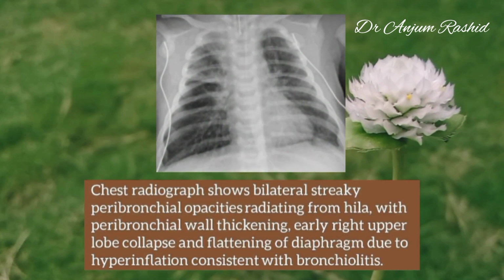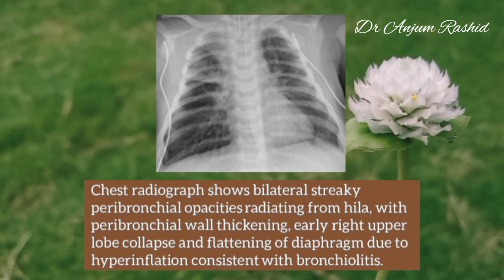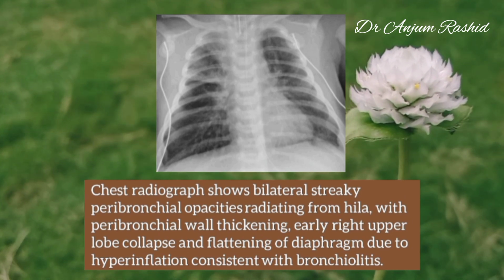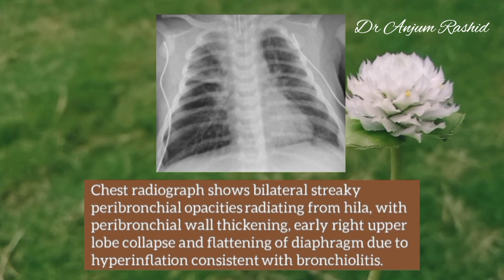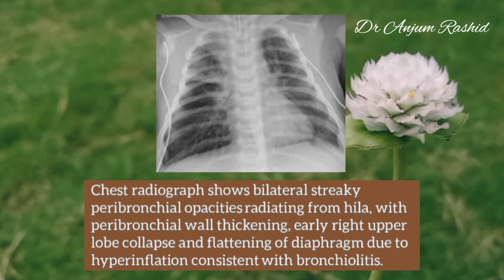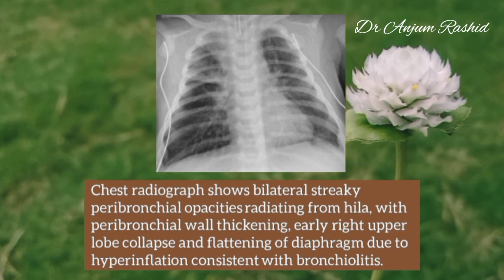Now, chest X-ray showing bilateral streaky peribronchial opacities radiating from the hila along with peribronchial wall thickening. There is right upper lobe collapse and flattening of the diaphragm due to hyperinflation. All this is consistent with bronchiolitis.